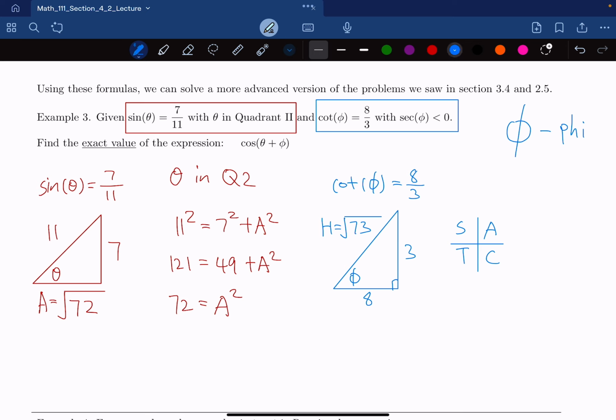We can do that by saying, hey, look, cotangent is positive. Well, cotangent is positive only in quadrant 1 and quadrant 3. And then on top of that, secant is negative. Secant is negative in quadrant 2 and quadrant 3. So that means my phi is in quadrant 3. It's the only quadrant where cotangent is positive but secant is negative.